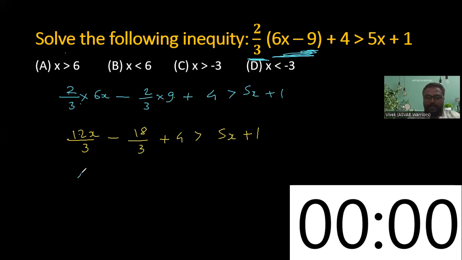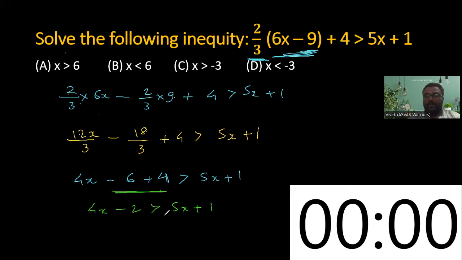12 divided by 3 is 4x. 18 divided by 3 is 6 plus 4. The remaining as it is. So now negative 6 plus 4, so we have 4x minus 2. Negative 6 plus 4 is negative 2 greater than 5x plus 1. Now I'm going to subtract 5x from both the sides. 4x minus 5x is negative x minus 2 as it is greater than 5x minus 5x is 0.